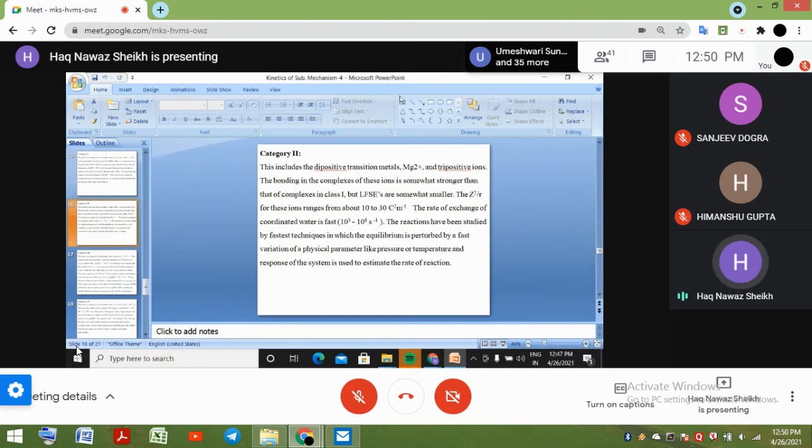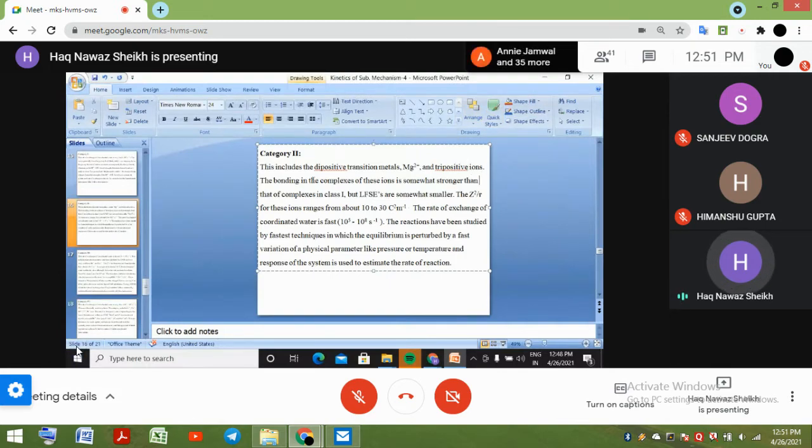Then the second category is dipositive transition metal ions. Among the alkaline earth metal ions, metals like magnesium, which has very small size and therefore high charge density, and because of this high charge density, the magnesium-water bond is very strong and therefore breaks with difficulty, and therefore the substitution, the exchange reaction, is very slow.